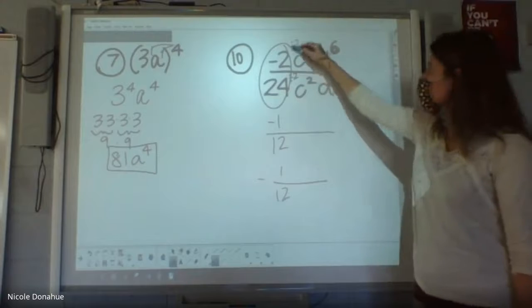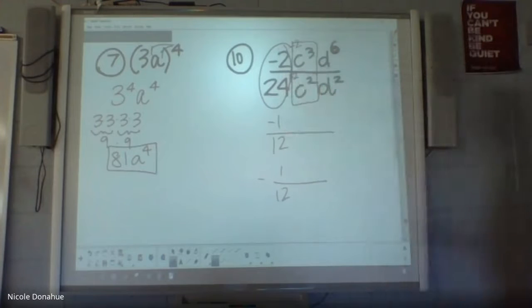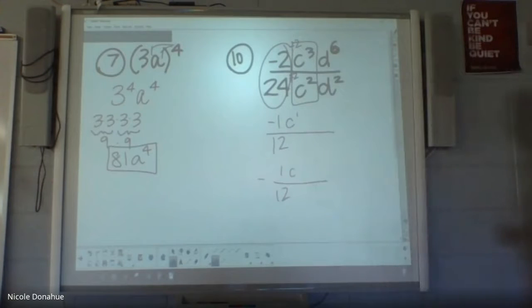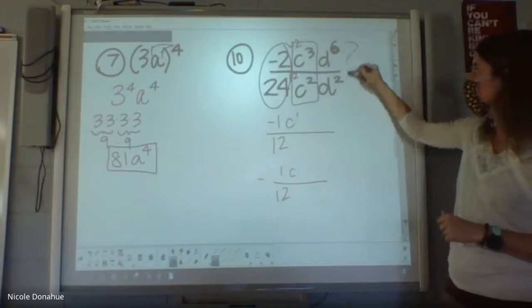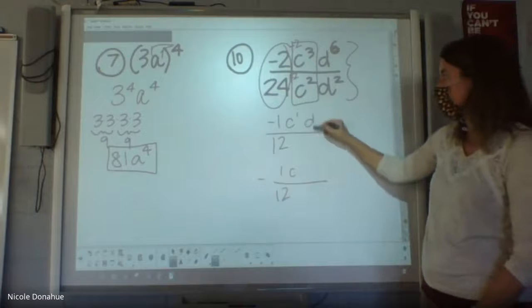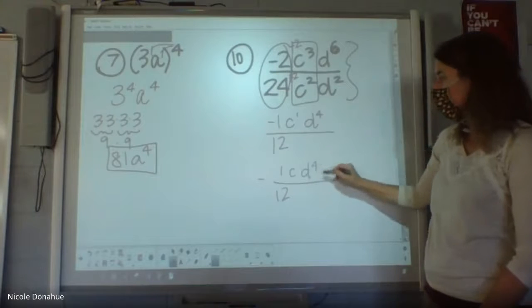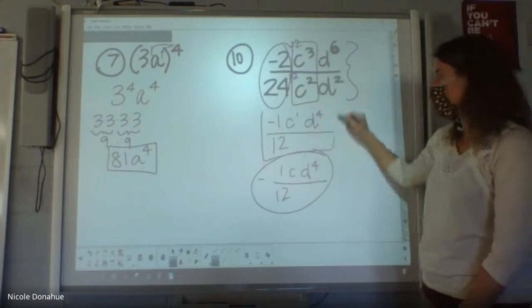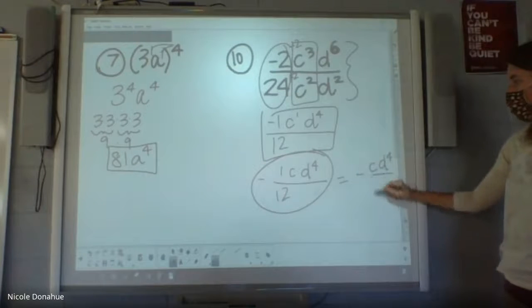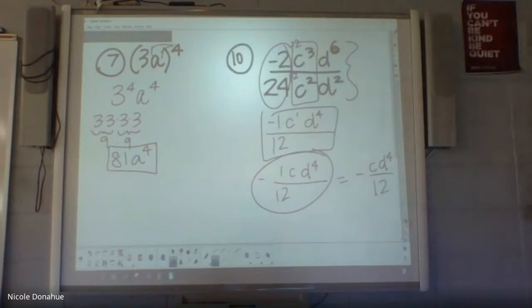Then I look at the C's. There's 3 C's on top, 2 on the bottom. So there's more C's on top. How many more? 1. Just 1. So C to the first, or you can just write C. And then finally the D's. So there's 6 on top, 2 on the bottom, so there's 4 more on top. So however you write this is fine. If you don't write the 1 at all, you can just write it as this without even a 1 there at all. It's not necessary to have the 1. Okay.